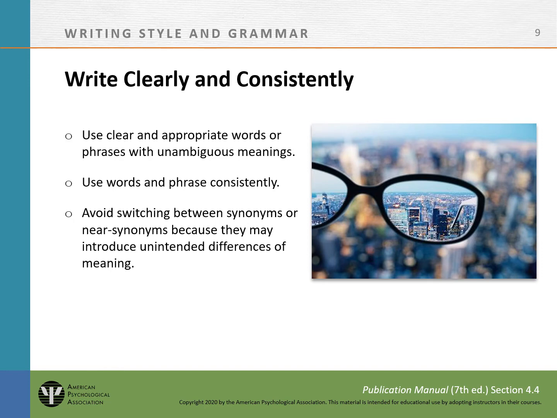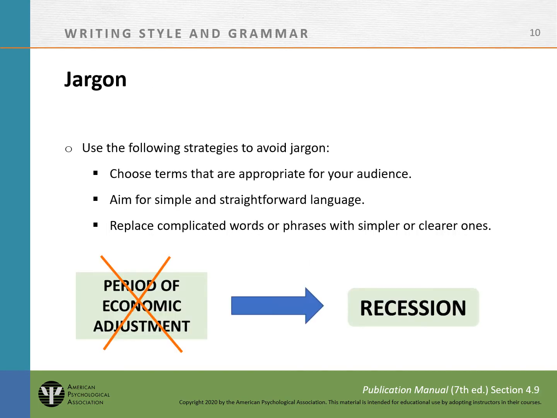Use clear and appropriate words or phrases with unambiguous meanings. Use words and phrases consistently. Avoid switching between synonyms or near synonyms because they may introduce unintended differences in meaning. Jargon is overly technical terms that make writing more complex than needed and may make it harder to understand. Choose terms that are appropriate for your audience. Aim for simple and straightforward language, and replace complicated words or phrases with simpler or clearer ones.